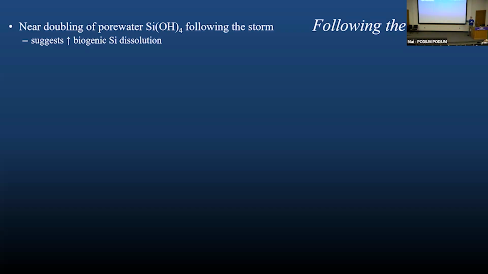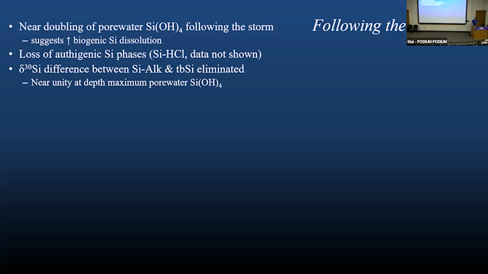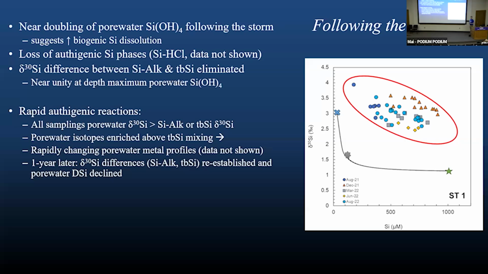Okay, so the storm gets in, shakes up the water, shakes up the sediments. This is about a 45 to 50 meter sediment site, and we get a lot of silica dissolution. We lose authigenic phases. Remember that stuff that's in the acid leach? I didn't show the data because I didn't have time, but we lost a lot of that in the sediment particles. And then that difference that we saw in the isotopic composition between those two pools, it's gone after the storm. And where they were almost identical was also that depth where we had the maximum silicon in solution. So what this all infers is that we have really rapid authigenic reactions.